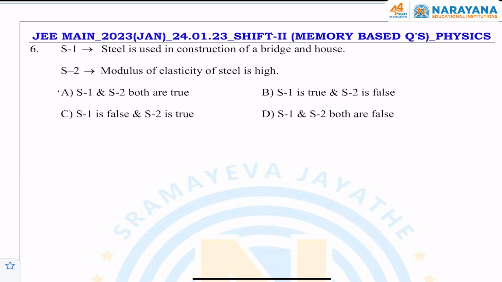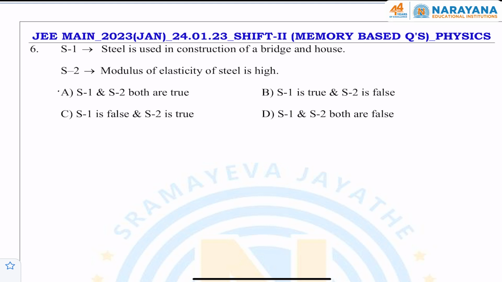Next, question number 6. Two statements are given here. Steel is used in construction of bridge and house. Modulus of elasticity of steel is high. Usually elastic modulus of steel, bulk modulus, Young's modulus, is high compared to many other metals. There may exist some materials which have larger elastic property than steel, but practically for manufacturing of those items, availability is less compared to the steel. So steel is used for construction of bridges and houses.